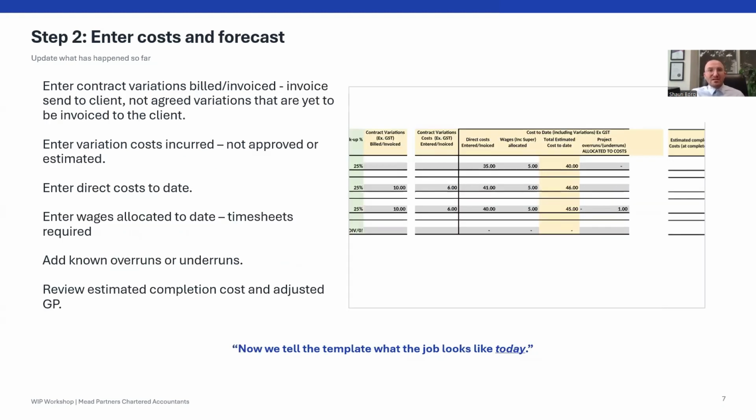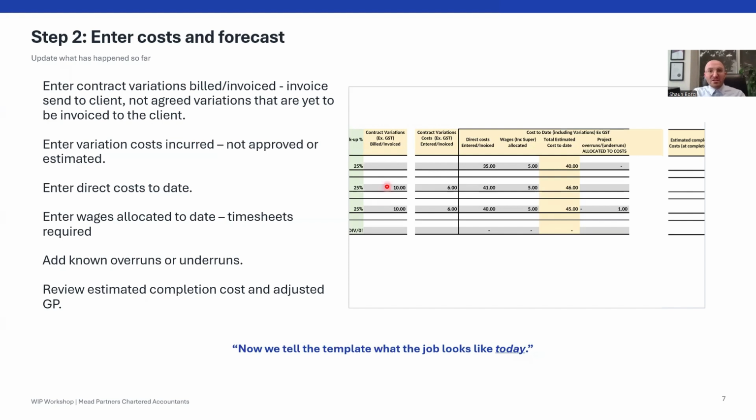So step two is where we tell the template what the job looks like today. At a minimum, this should be carried out at the end of each month. The reason for this is so we have some accurate performance reporting. So in our first column, we enter in our variations.